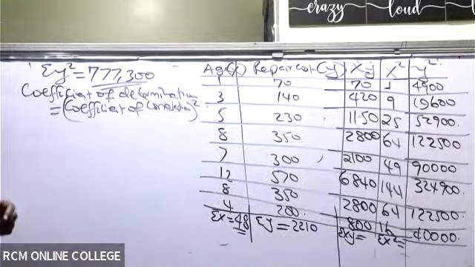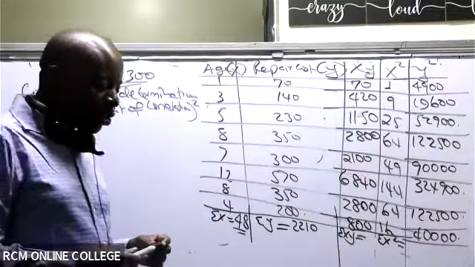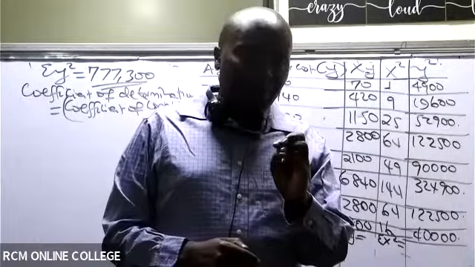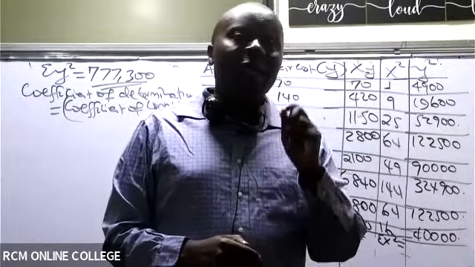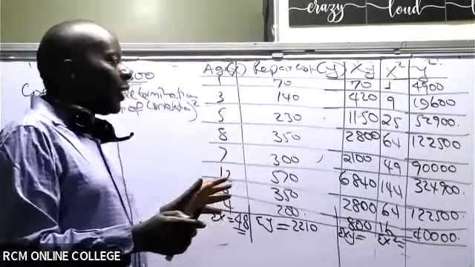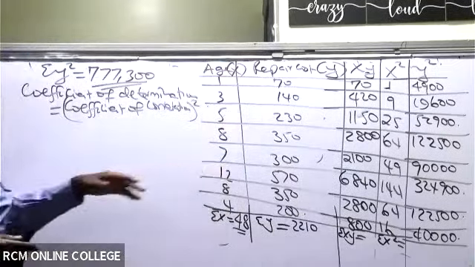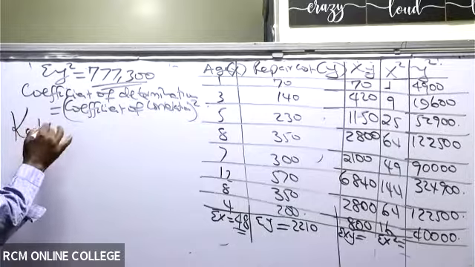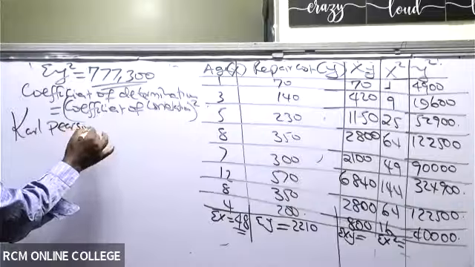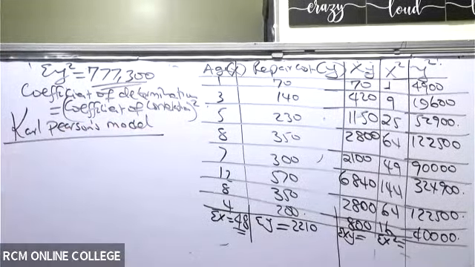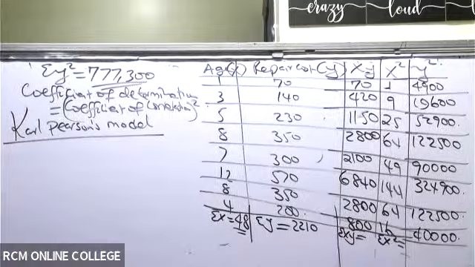Then remember, yesterday I told you that we have two models of getting the coefficient of correlation. We have the ranks model, and we have the Karl-Pearson's model. For quantitative variables, like these, we shall use the Karl-Pearson's model. So then how do I get the Karl-Pearson's model?